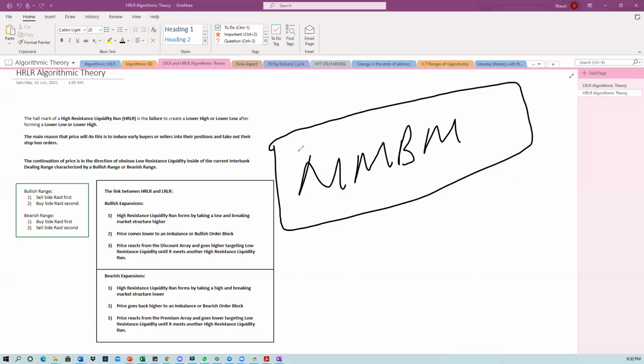Because they think about it in such a rule-based manner, and that rule-based manner is essentially the interpretation of what ICT says. ICT says this, therefore I should look at it like this. But ICT never gave hardline rules like that. He said for market maker buy models and market maker sell models to work, you need to have what? Context. How do you arrive at this context? PD array, day of the week, time of day, all that, right?